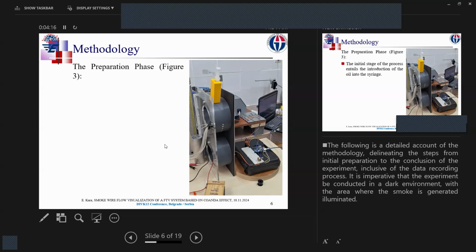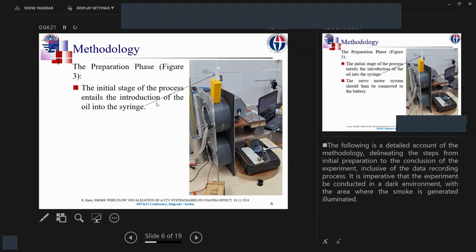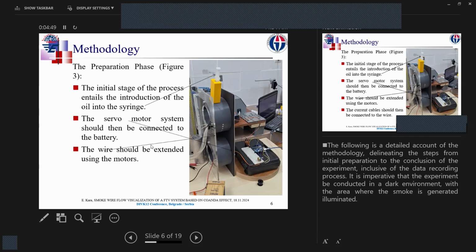And you can see maybe the initial stage of the process, which entails the introduction of this oil through the syringe. You can also make it mechanical, but we do it by hand. And we have the experiment parts, a servomotor system here, which is connected to the computer in an Arduino-based system. And the wire should be extended using the motors. There are two motors here and there.